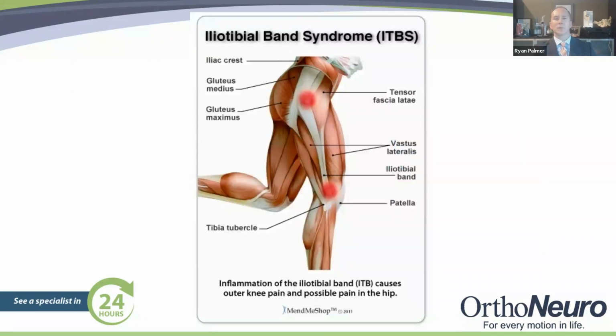Also associated with bursitis is a very universal diagnosis that I see in my hip and knee practice, known as iliotibial band syndrome.